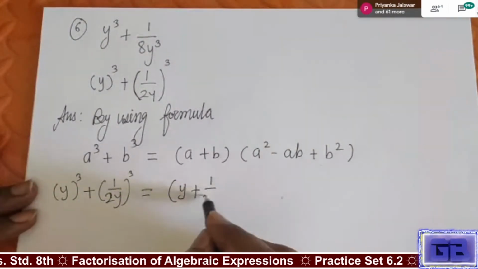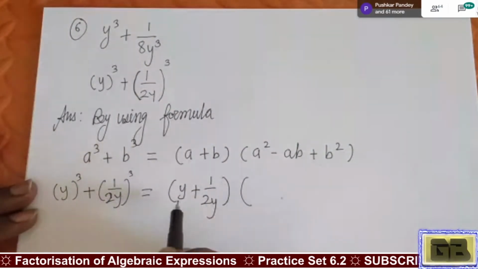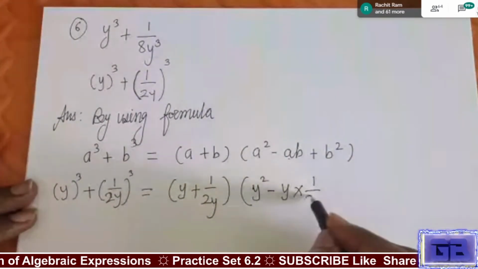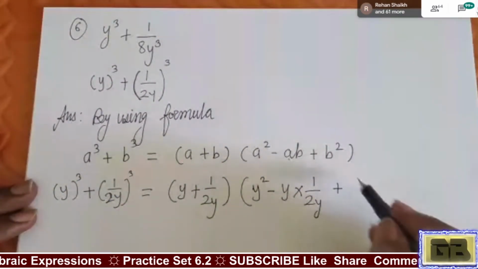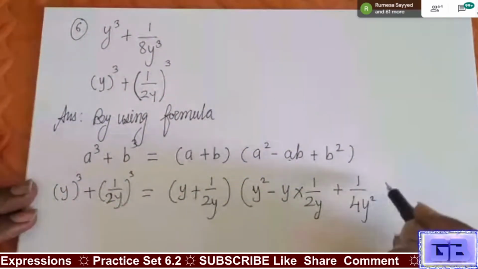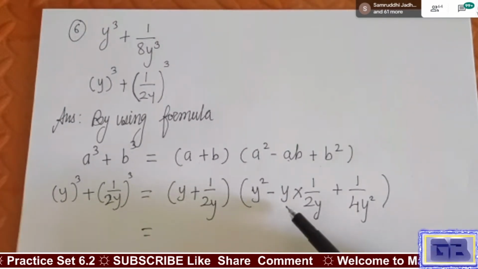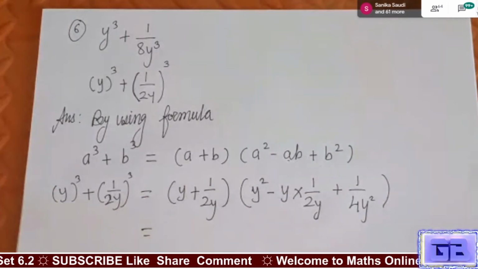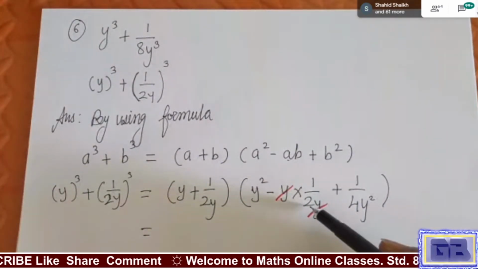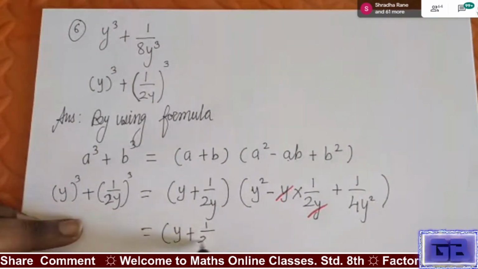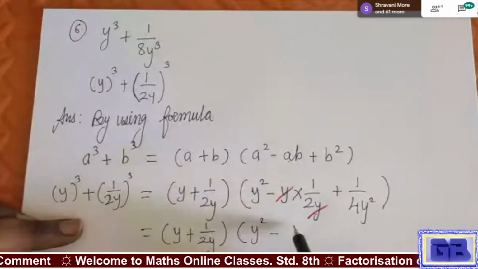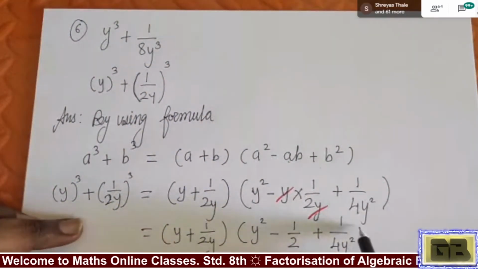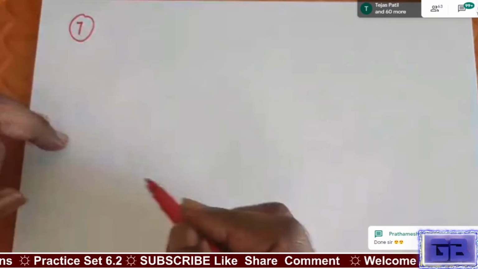y plus 1 upon 2y, a square means y square we have to take, a into b, y into 1 upon 2y, plus b square means 1 upon 4y square. This y is at the place of numerator, this is at the place of denominator, both y will get cancelled. What is left? 1 upon 2. y plus 1 upon 2y, y square minus 1 upon 2 plus 1 upon 4y square, bracket close. Write down seventh.